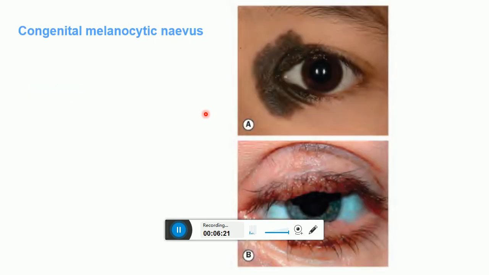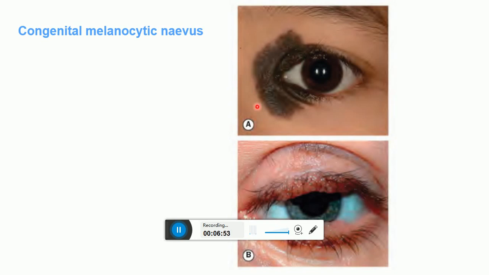Another benign pigmented lesion is congenital melanocytic nevus. Congenital nevi are uncommon. Histologically they resemble their acquired counterparts. They are usually small and of uniform color. Rare variants include a kissing or split nevus that involves the upper and lower eyelid.